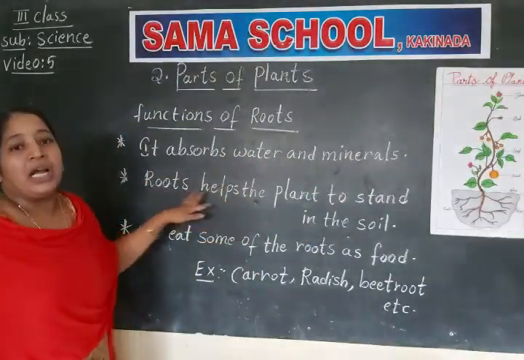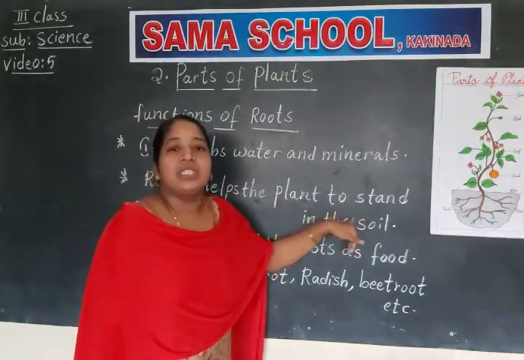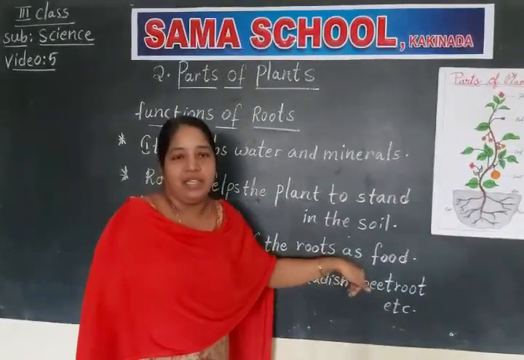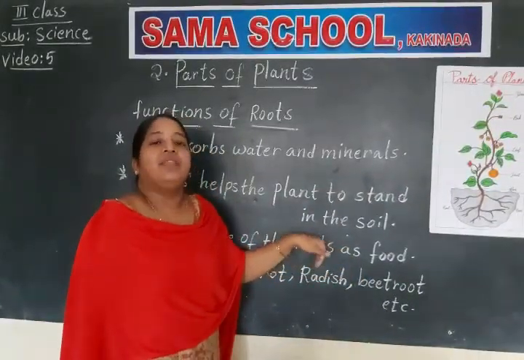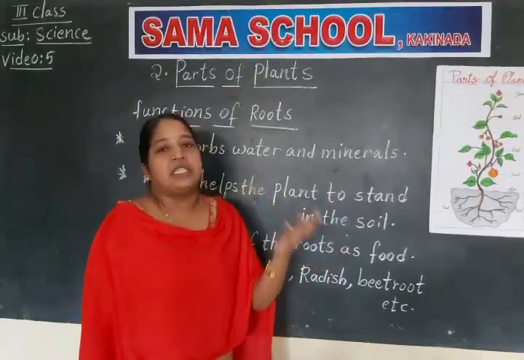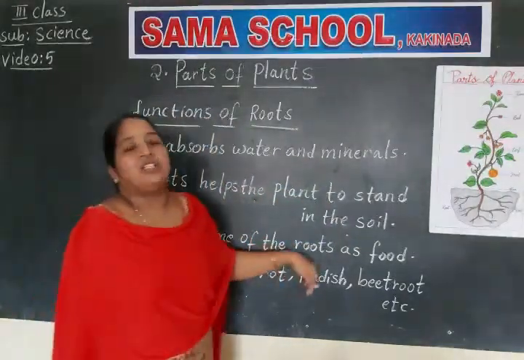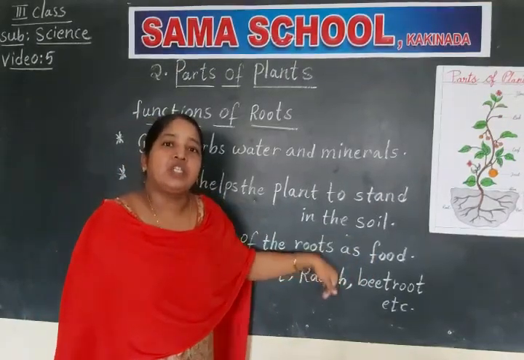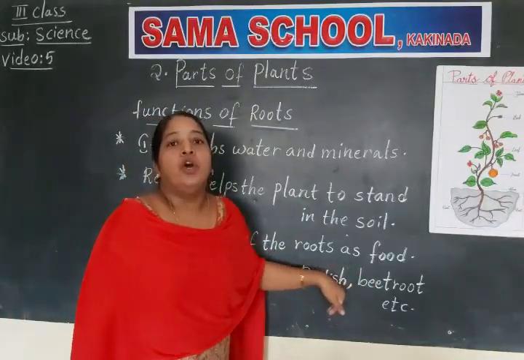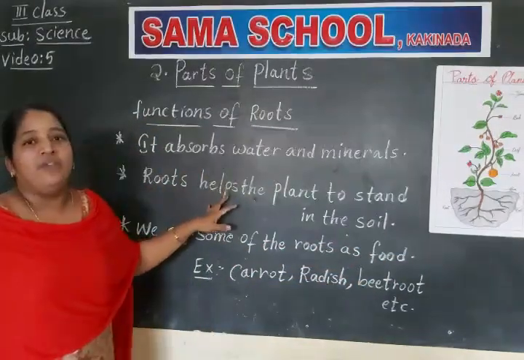And root gives support. A root helps the plant to stand in the soil. And we eat some of the roots as food. Actually, the food is prepared in the leaves, and from the leaves, the food is carried to different parts of the plant body, and the plant uses some food for its growth and the remaining food is stored in different parts of the plant. So we are using roots as food because in the roots we see the stored food of plants. Example, carrot, radish, beetroot are the examples of root vegetables which we can use as food. Okay, these are the few functions of roots, children.